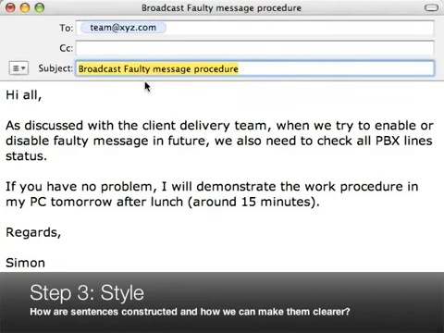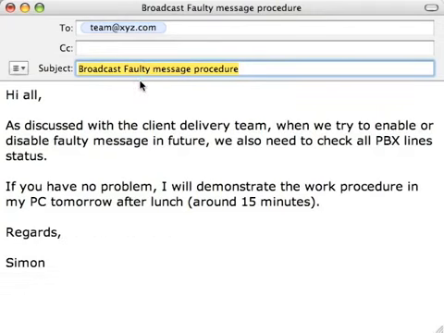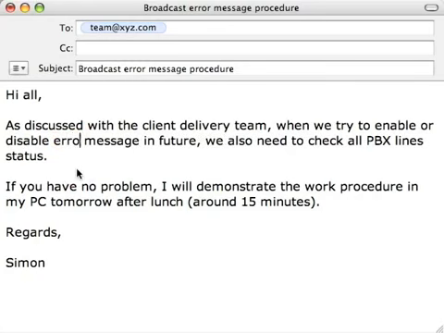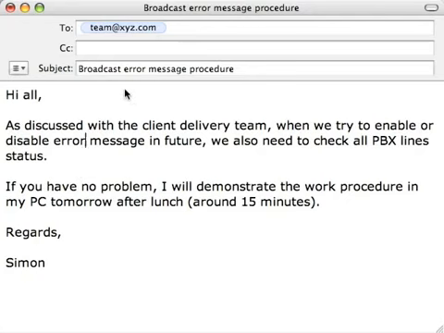I think we should first look at the subject line, Broadcast Faulty Message Procedure. The main problem here is the vocabulary. In English, we have some standard phrases for describing computer technology. When a computer displays a message to report a problem, we refer to this as an error message, not a faulty message. So we need to change this word from faulty to error, and it shouldn't be capitalized either. And we'll also have to make the same change in the first paragraph, from faulty to error.